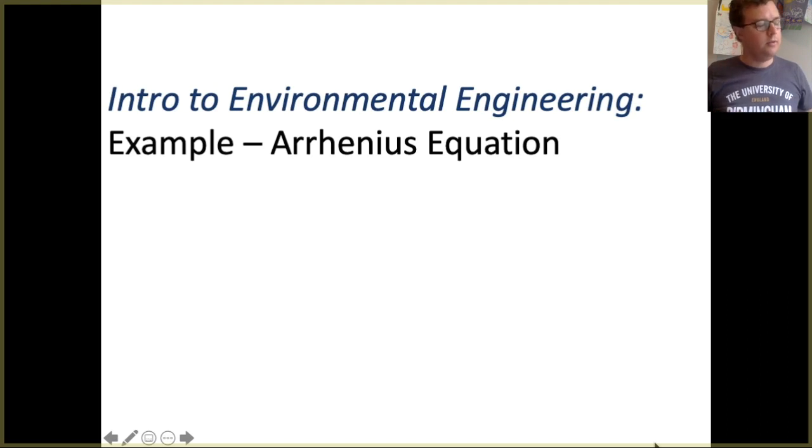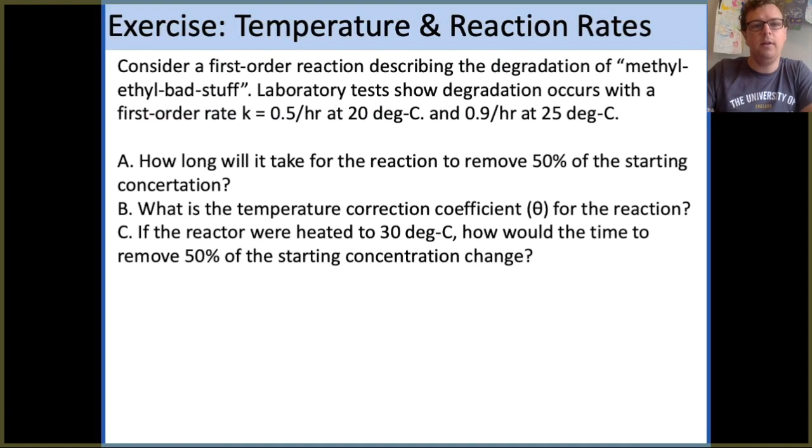I want to just work through one example of using the Arrhenius equation in a few different ways to understand the role of temperature on reaction rates and practice with this a little bit. So for this setup, I've ginned up the following problem.